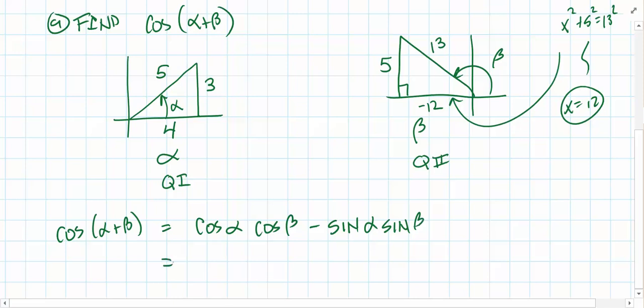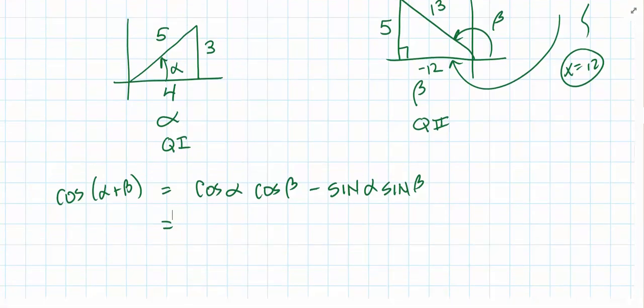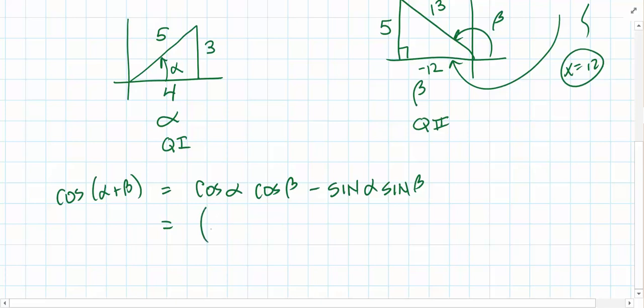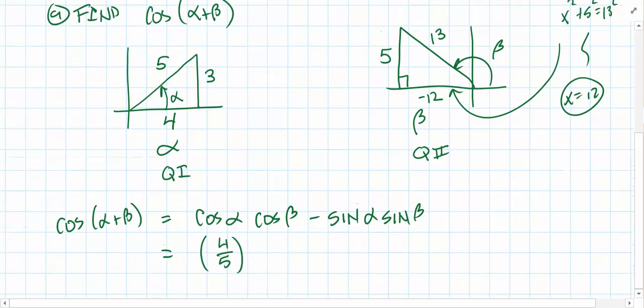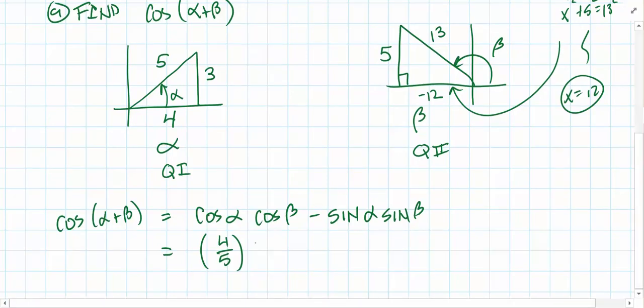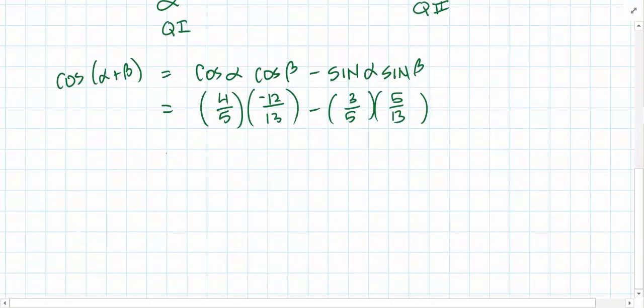Looking at the alpha picture, what's the cosine of alpha? What's the definition of cosine again, you guys? Adjacent to the hypotenuse. Good. So cosine is 4/5. Now look at the beta picture. What's the cosine of beta? Negative 12/13. Very good. Minus, what's the sine of alpha? We were given that one, 3/5, right? And then what's the sine of beta? Look at the beta picture. 5/13. Very good.